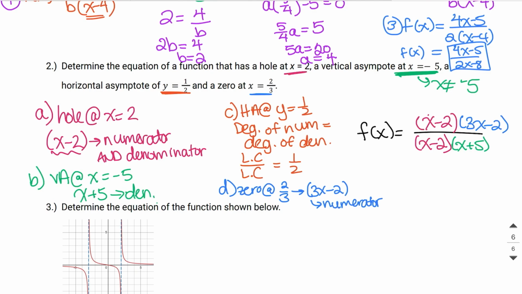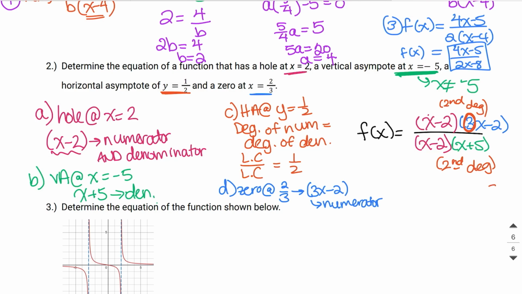So for starters, in order for us to have a horizontal asymptote of 1/2, the degree of the numerator has to be equal to the degree of the denominator, which is true. The degree of the numerator is second degree, and the degree of the denominator is also second degree. So we're good to go with respect to that. And right now, our leading coefficient in the numerator is going to be 3 because x times 3x is 3x squared. And our leading coefficient in the denominator is going to be 1 because x times x is x squared.